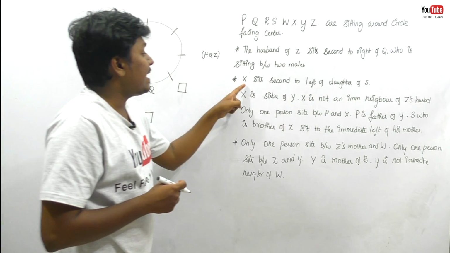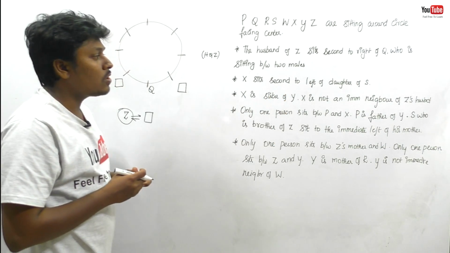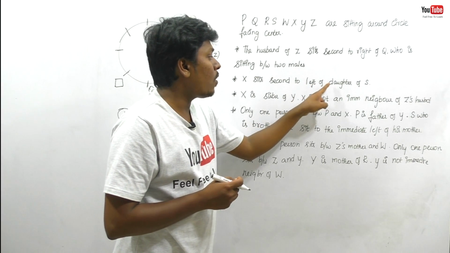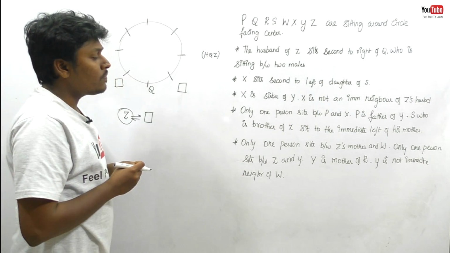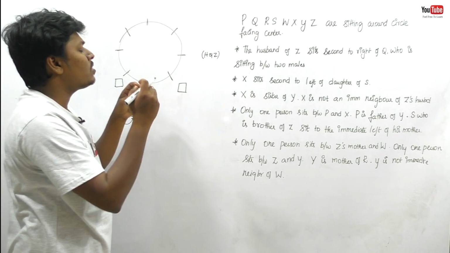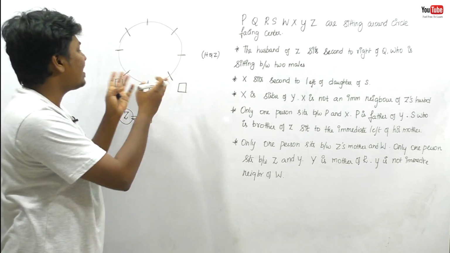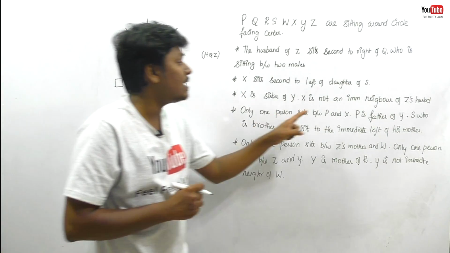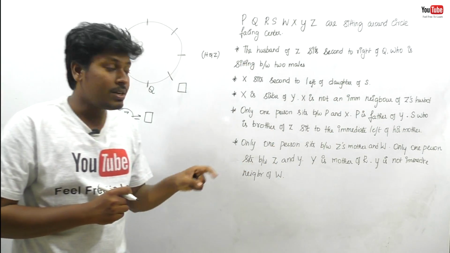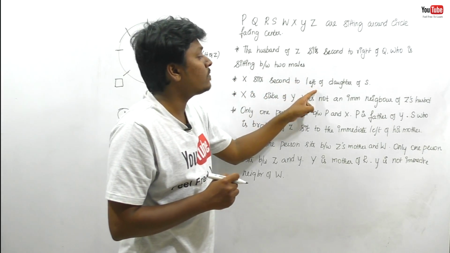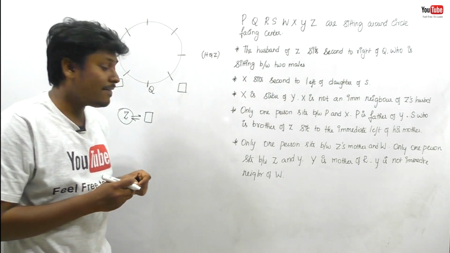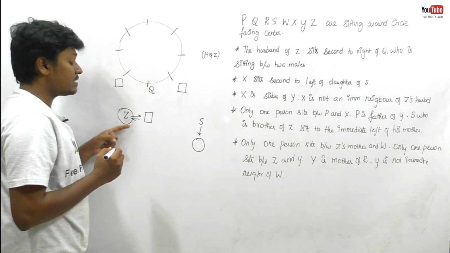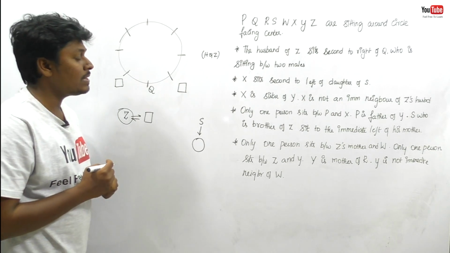Okay. X sits second to left of the daughter of S. They have said that X is sitting second to left of the daughter of S. So friends, by seeing this question, we don't want to bother about where X is sitting. Our target is to find the relationship. But they have said that S has a daughter. Got it friends? X sits second to left of the daughter of S, so S should definitely have a daughter, right? So S has a daughter. This is the first clue.